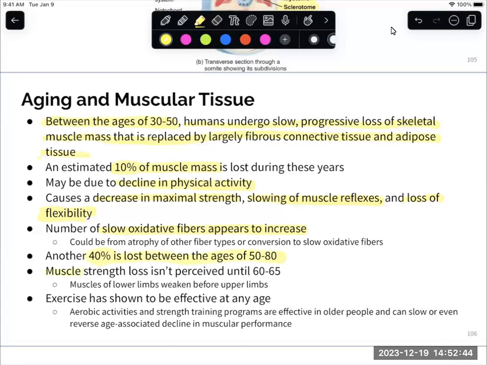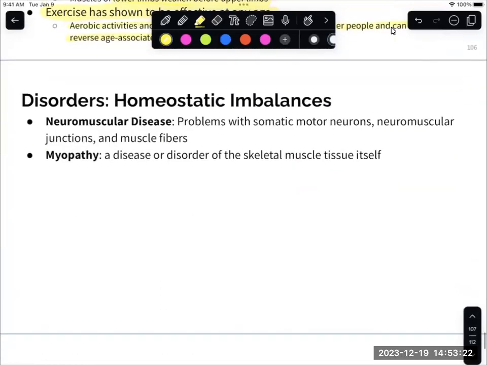Most people don't see that they've lost muscle strength until they're between 60 and 65 years old. Your lower limbs, your legs, weaken before your arms do. Again, exercise is effective at any age. Aerobic and strength training is effective and can slow down or even reverse age-related decline in muscle strength and performance. So exercise is good for your muscles to retain your muscle strength.